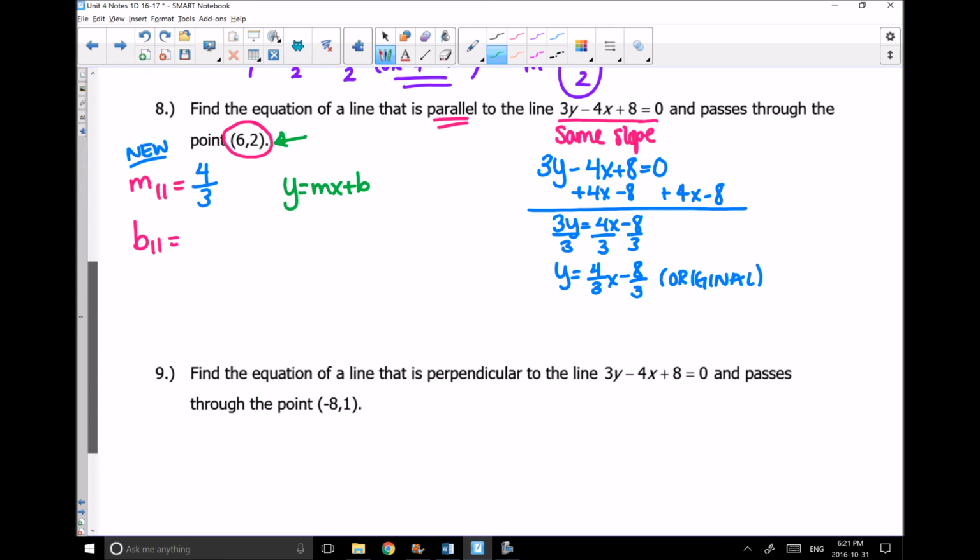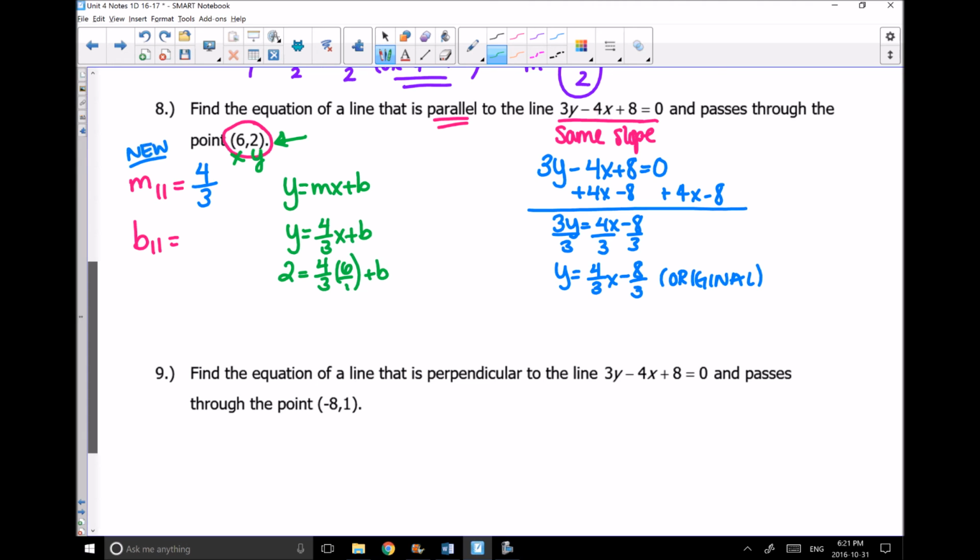Before we do that, let's write down y equals 4/3 x plus b. Every time I see a y, I'm going to plug in 2. Every time I see an x, I'm going to plug in 6. And I'm going to make this 6 over 1 plus b.